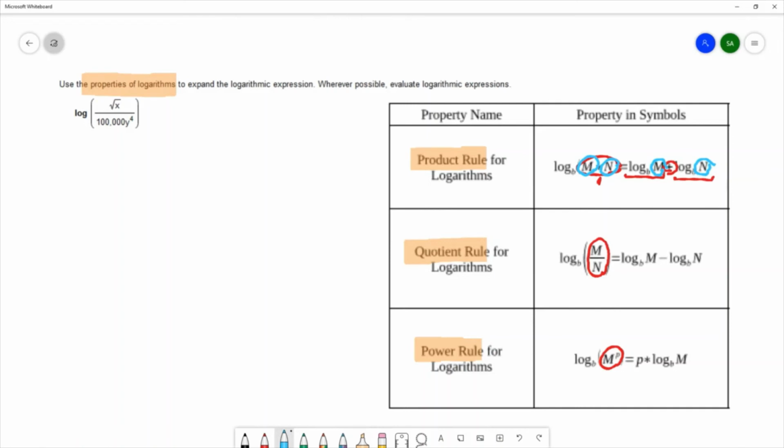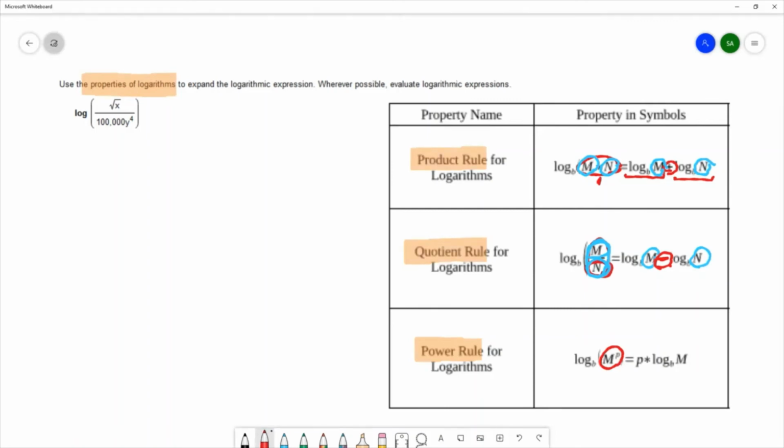Then we have the quotient rule. So if we have division, we're going to take the factor that we have in the numerator into one log and the factor that we have in the denominator into the other log. But I want you to notice, very importantly, that there is a minus here instead of a plus. So that minus is on the factor from the denominator only. So anytime we have a factor from the denominator, you're going to have a minus in front of that log.